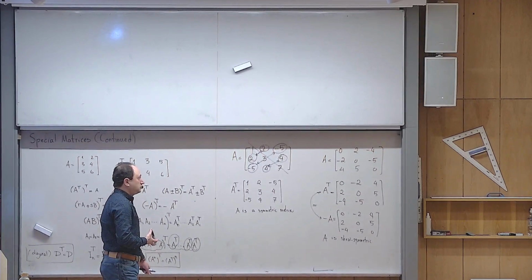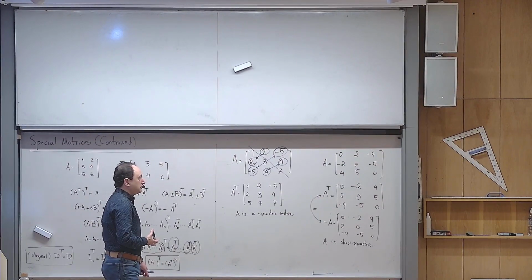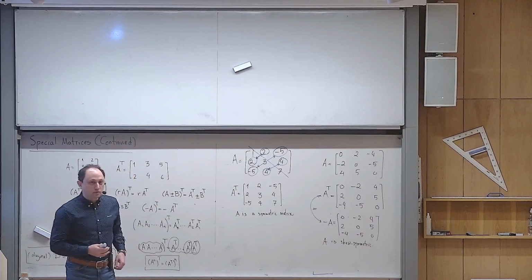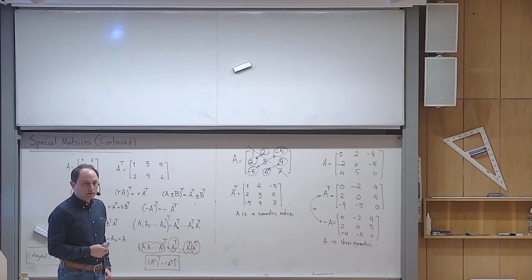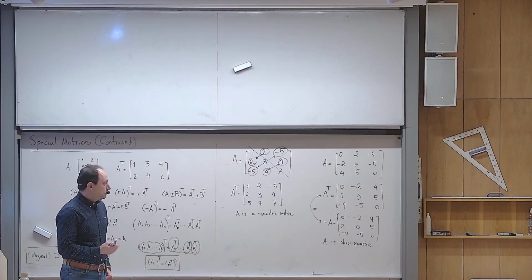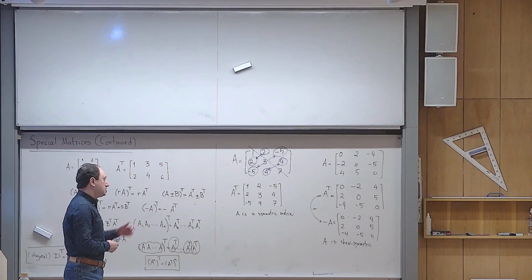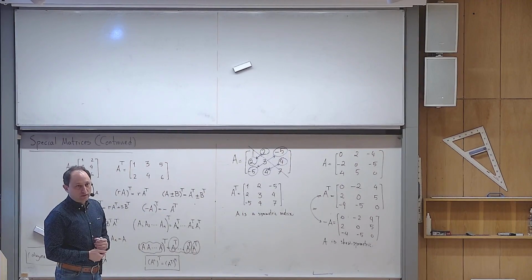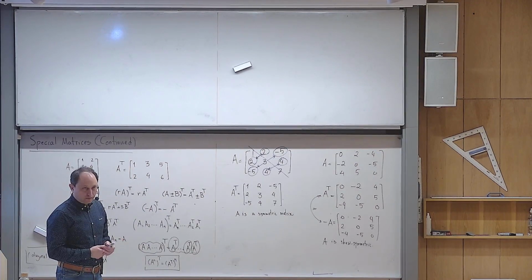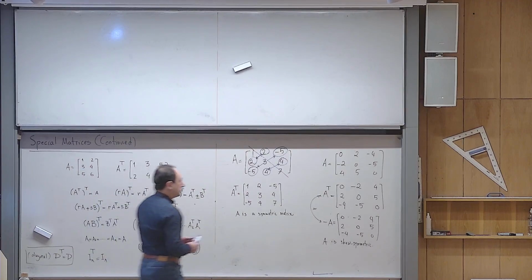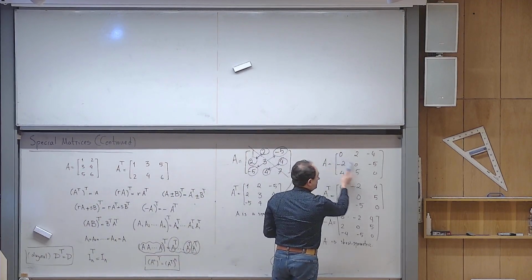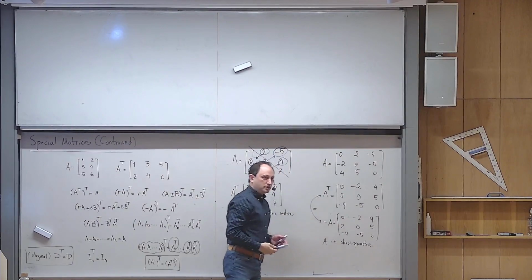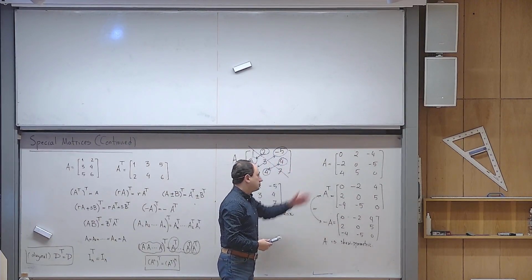Now my question for you is, what can be said in general about the entries on the main diagonal of a skew-symmetric matrix? Is there something that we can say in general for the entries on the main diagonal if you have a skew-symmetric matrix? Yes? All of them should be 0. Yes? Why is that? So it means that if one of them is not 0, it cannot be skew-symmetric. But why should it be 0?